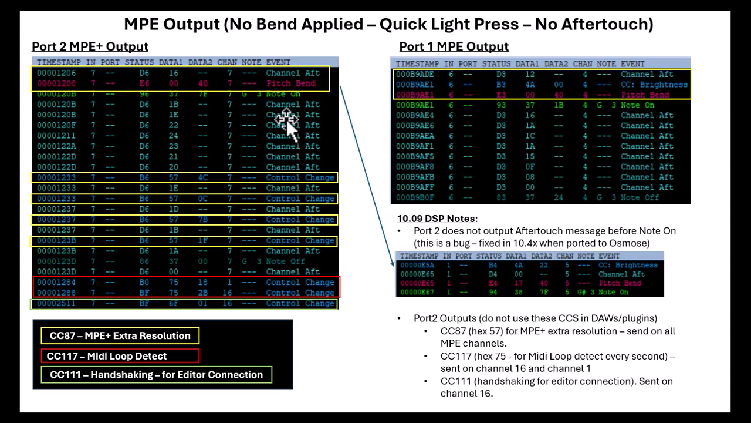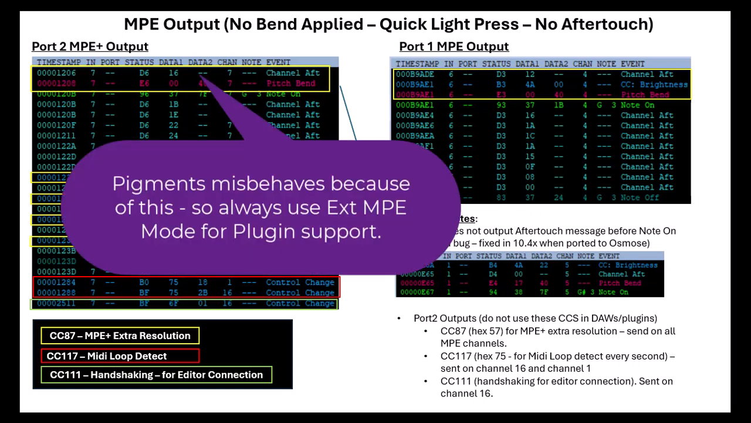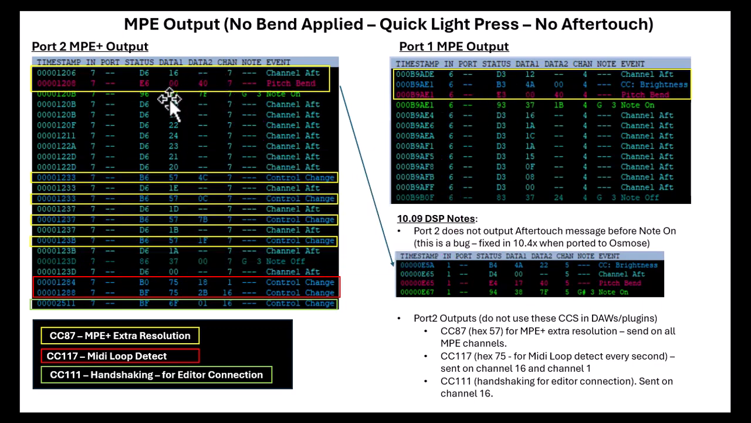Some plugins might not respond correctly if you send them MPE Plus data for this reason. So again, if you're using a plugin, use the port 1 MPE to play that. Don't use MPE Plus. No plugin's going to support the extra CC87 resolution anyway.